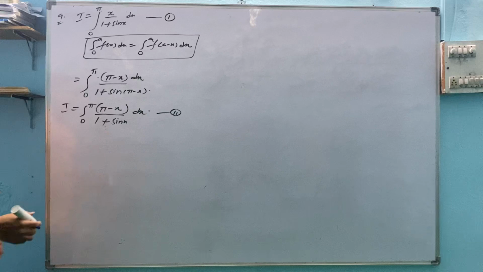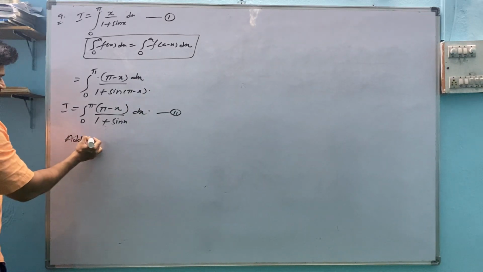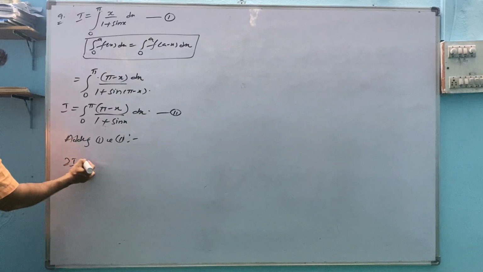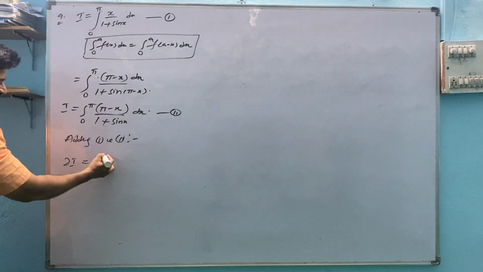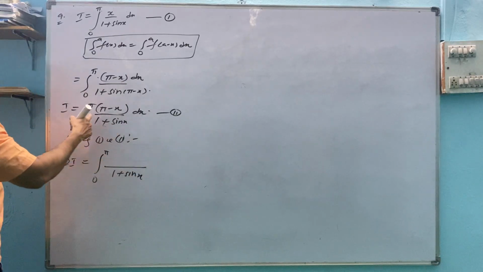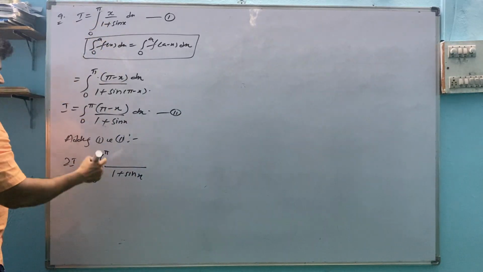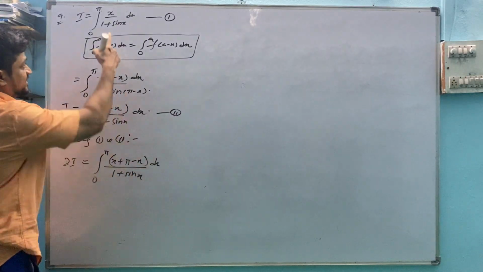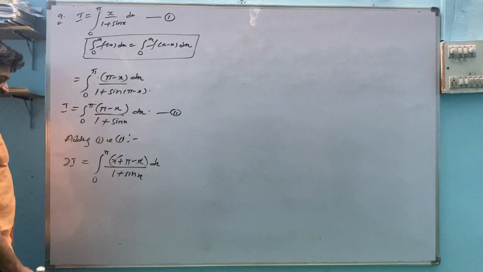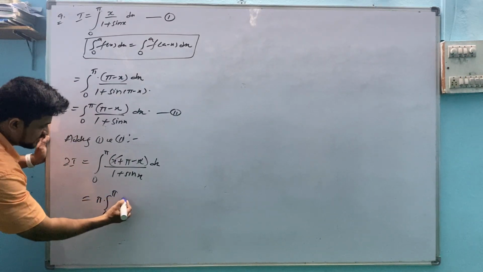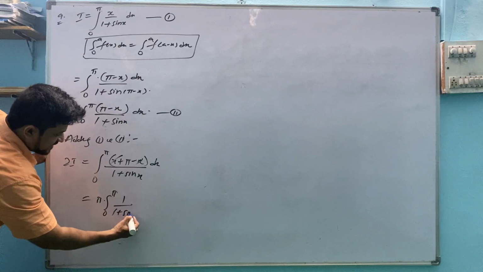The denominator is common in 1 and 2, so adding 1 and 2. If we add 1 and 2, the left hand side I plus I is 2I, 0 to pi, and 1 plus sin x is common, and dx is common. So x plus pi minus x, we have to add the numerators. Minus x plus x cancelled. This pi comes outside. 1 by 1 plus sin x dx.